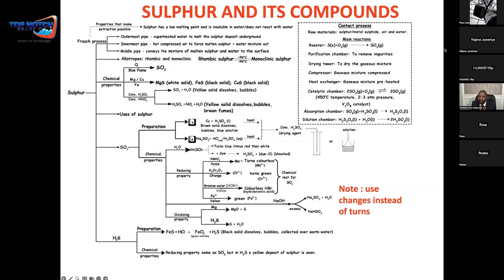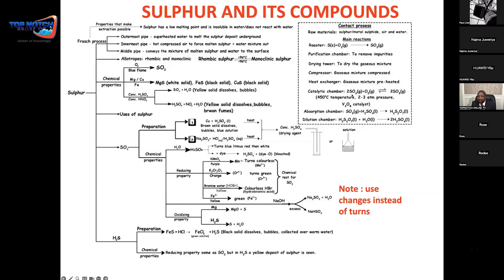Then you go to the Contact process, you go to the raw materials. Raw materials, we have sulfur, or a metal sulfide, air and water. Main reaction, you study the roaster. Sulfur is burned in the roaster to form sulfur 4 oxide. Purification chamber, it removes impurities. Then you go to the drying tower to dry the gases. Then you go to the compressor to compress the gases. Remember, this one will require optimum conditions of 2 to 3 atmospheres.